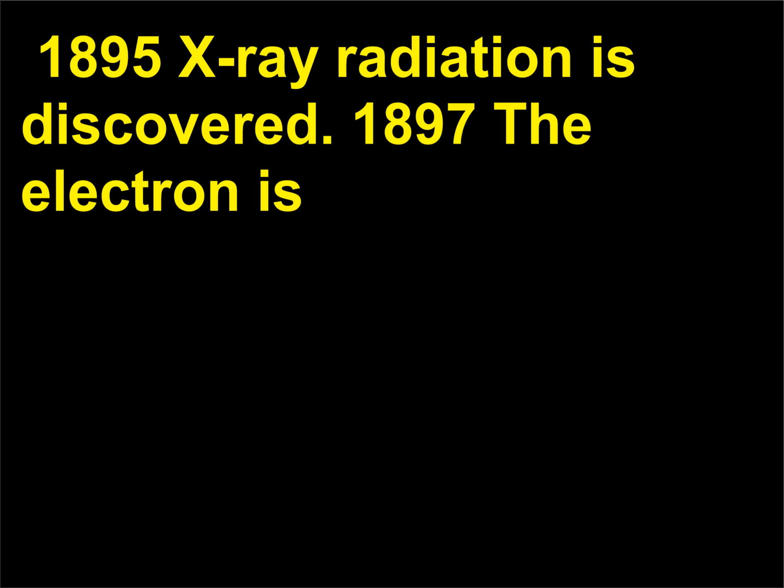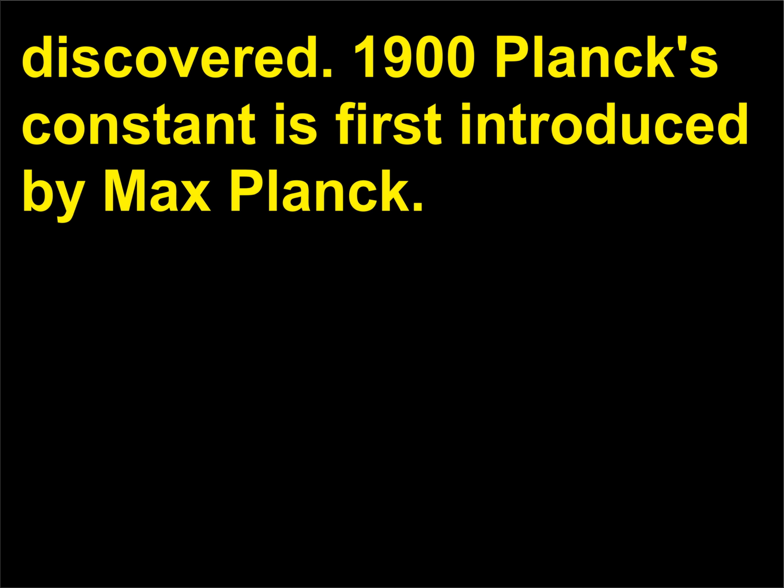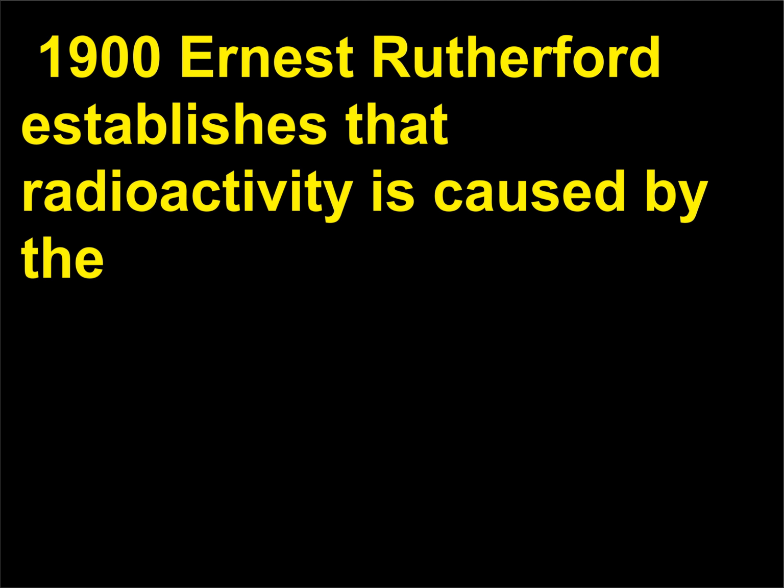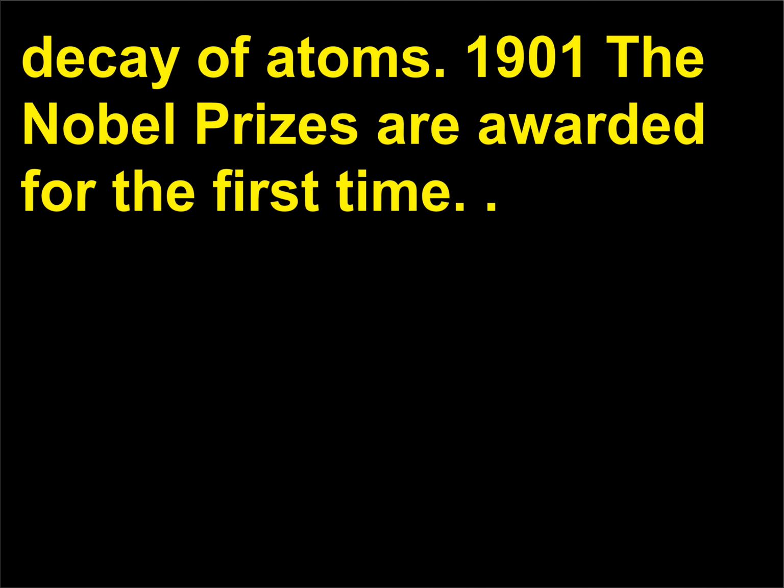1897: The electron is discovered. 1900: Planck's constant is first introduced by Max Planck. 1900: Ernest Rutherford establishes that radioactivity is caused by the decay of atoms. 1901: The Nobel Prizes are awarded for the first time.